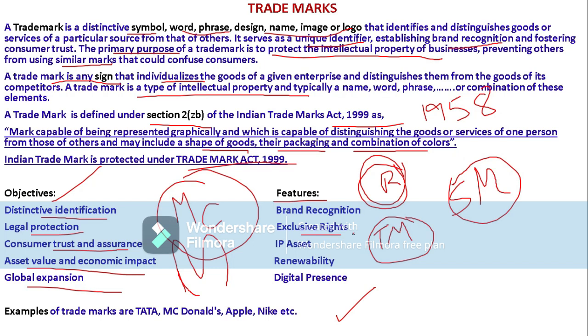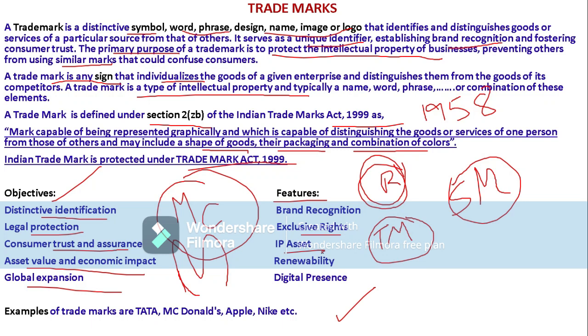And if we see IP asset, intellectual property asset, a trademark is a valuable intellectual property asset. Even though it is intangible, it creates value. It is shown on the assets side of a balance sheet. It is considered an asset. Their strategic management, protection and enhancement contribute to the overall worth of a business.